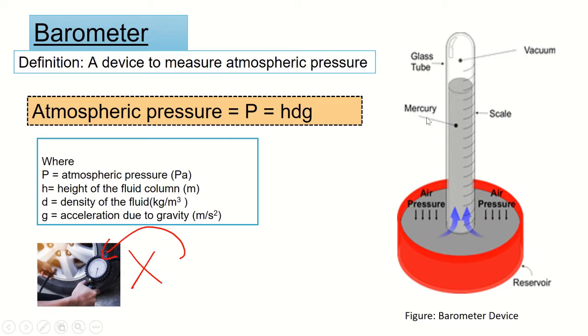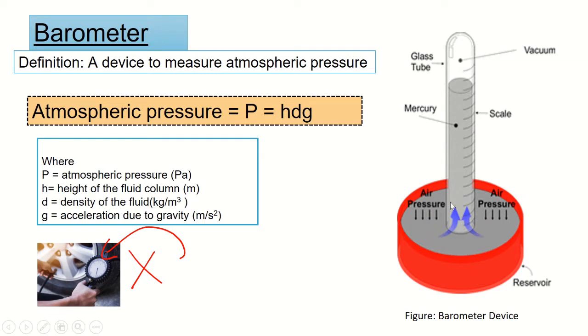Mercury is a metal in liquid form. This reservoir is filled with mercury. This gray color is the mercury. There is one glass tube attached to this reservoir. You cannot see the full diagram here, but this glass tube is attached to the reservoir, and it is the same as a thermometer. You know about the thermometer; it is just like a thermometer.